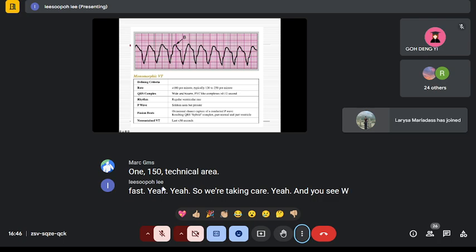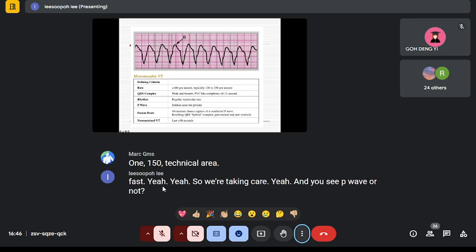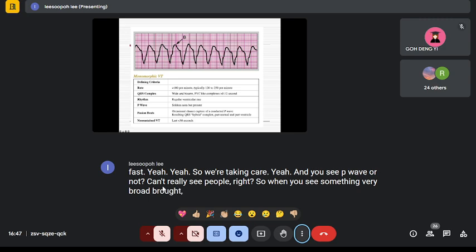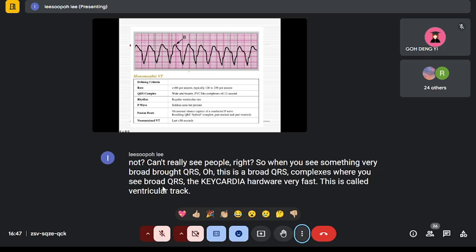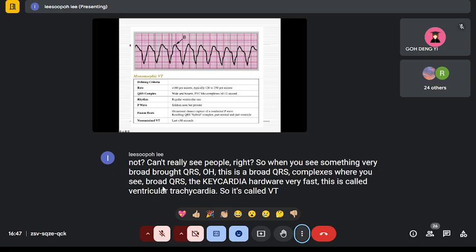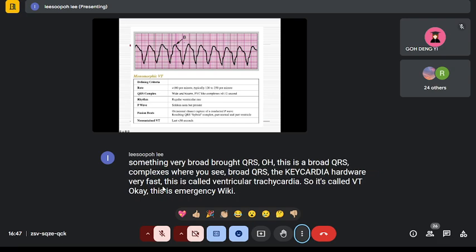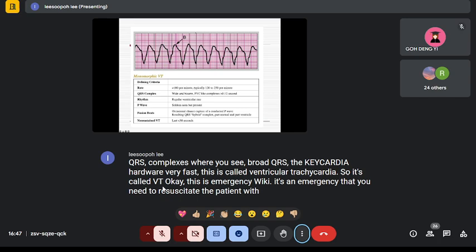And do you see a P wave or not? Can't really see a P wave, right? So when you see very broad QRS complexes with a very fast heart rate, this is called ventricular tachycardia. So it's called VT. This is an emergency. When you see VT, you need to resuscitate the patient with a cardioversion. So this is a VT.